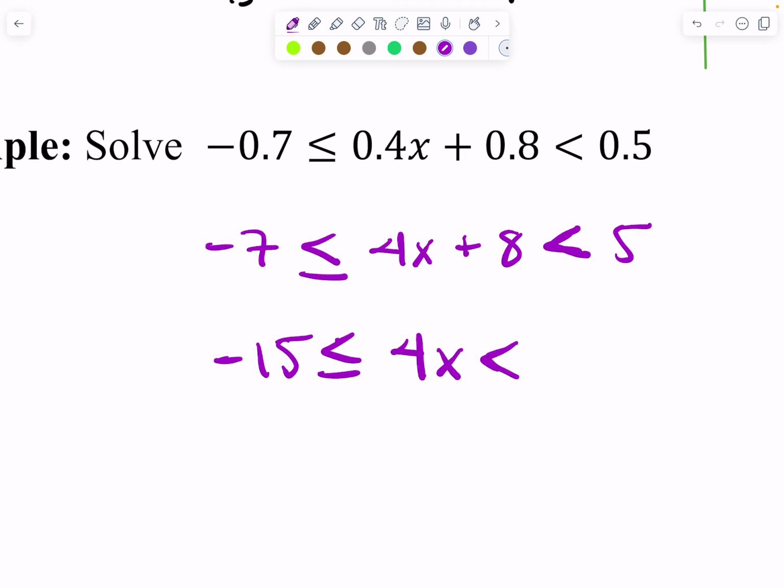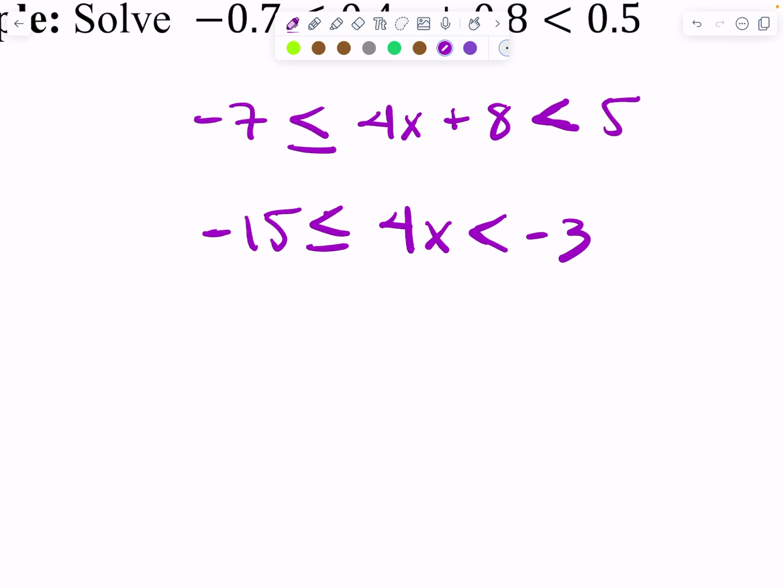Okay, and then subtracting 8 from 5 we would get negative 3, and then our last step is to divide by 4. So negative 15 fourths is less than or equal to x, and x is less than negative 3 fourths.